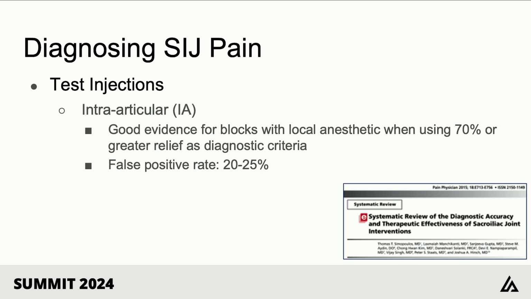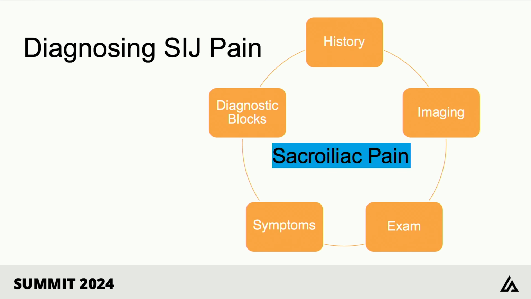So you take a needle, you place it into the joint, and you inject local anesthetic. If they can get 70% relief or more of their pain during that time, then you have your diagnosis. Now, it's not perfect. You still get false positives in there, but at this point, that's the best thing that we have. So as we're coming to the diagnosis, we're going to use all the information available.